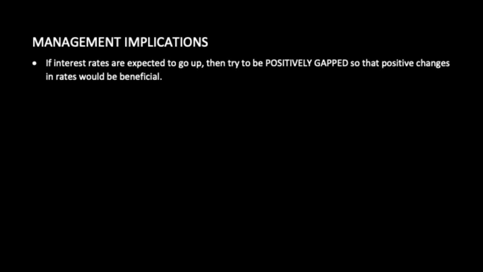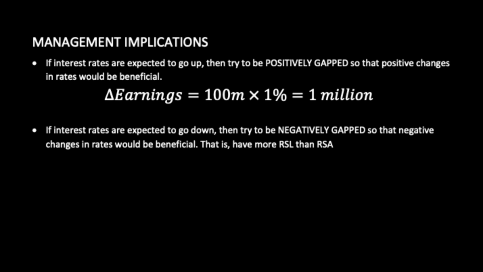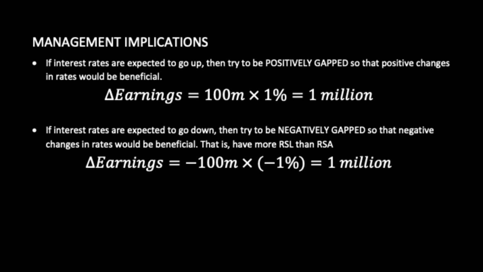Well, if interest rates are expected to go up, then you can try to be positively gapped so that positive changes in rates would be beneficial, as we saw in the 1 million times 1% example. Now, if interest rates are expected to go down, then try to be negatively gapped so that negative changes in rates would be beneficial. That is, have more rate-sensitive liabilities than rate-sensitive assets. In this case, if we're negatively gapped by 100 million, then it's negative 100 million times negative 1% equals positive 1 million. So it's going to be favorable to you.